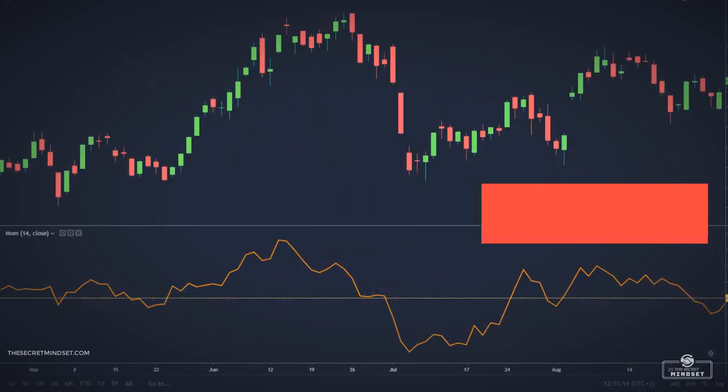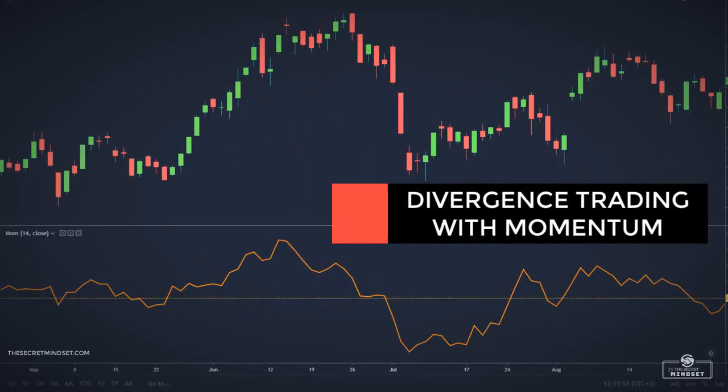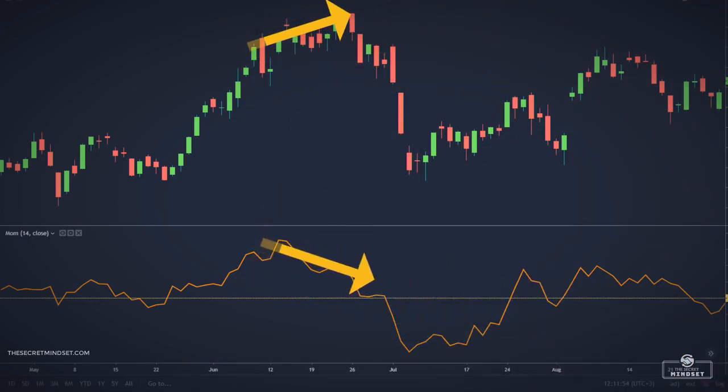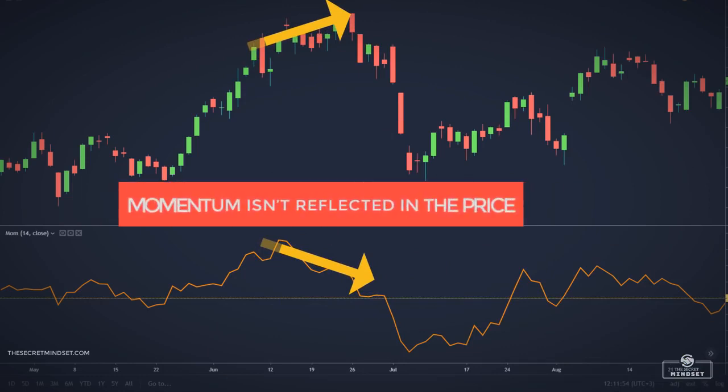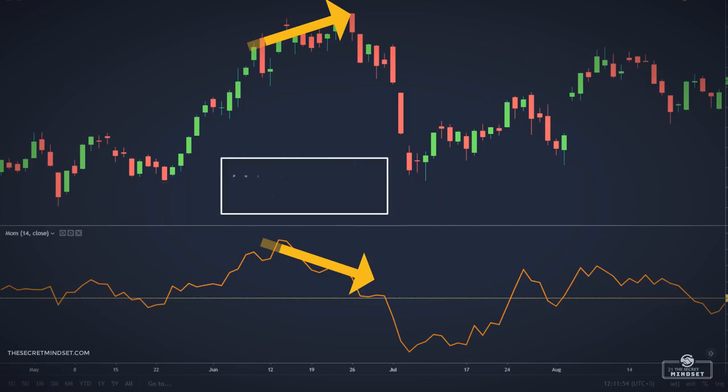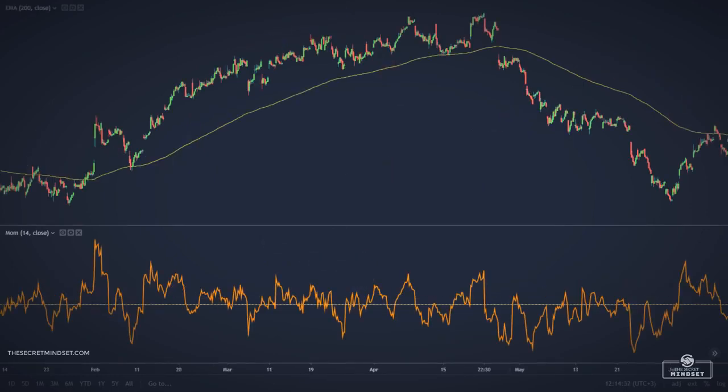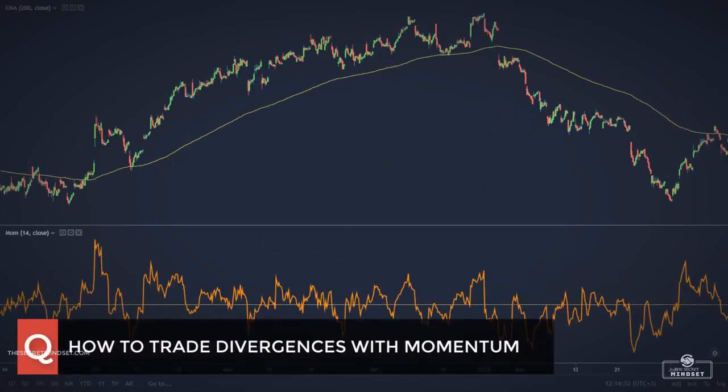Momentum oscillator can also detect divergences. A divergence occurs when the price action is different from the evolution of the momentum oscillator. This basically means that the momentum isn't reflected in the price, which could be an early indication of a reversal. As in the case of stochastics or RSI oscillators, when a divergence occurs, a potential change in price direction could be on the cards. This is how I spot divergences with the momentum indicator.